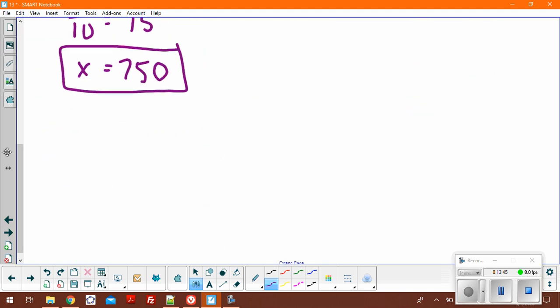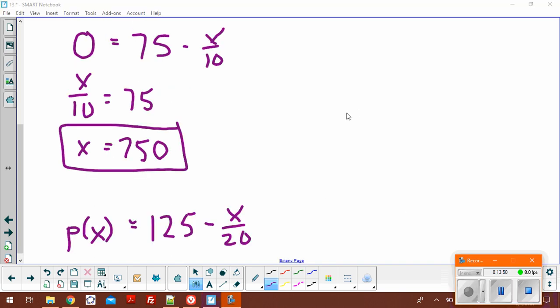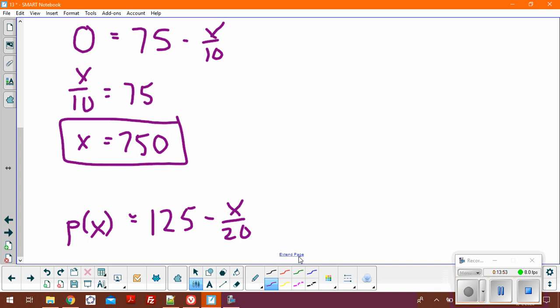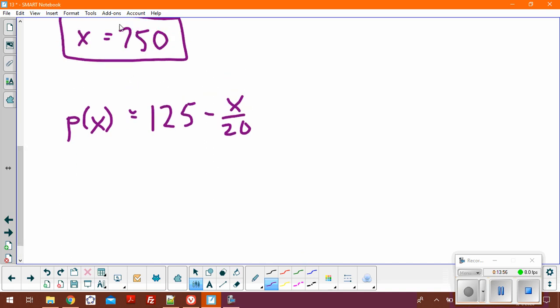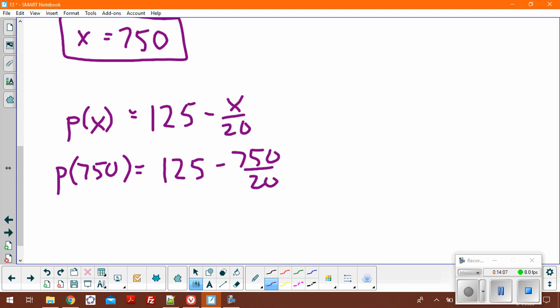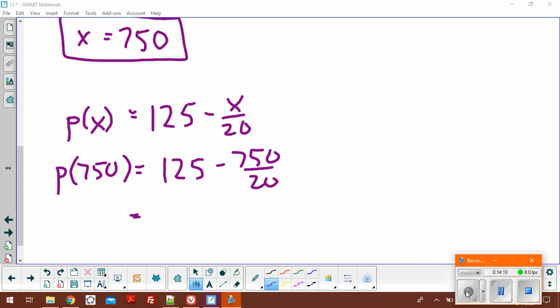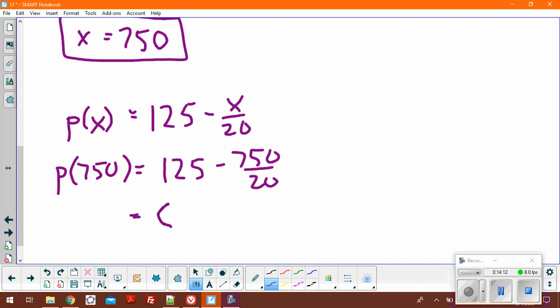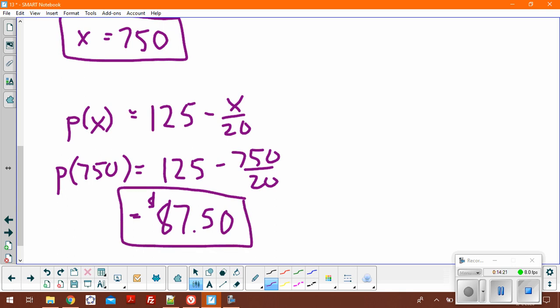Okay, so now I'm going to go to my demand function, p of x, which was 125 minus x over 20. Okay, now I know how many items I'm going to sell. So I plug in 750. End up with $87.50. Okay, so the best possible price to sell the book at to make the most money is $87.50.